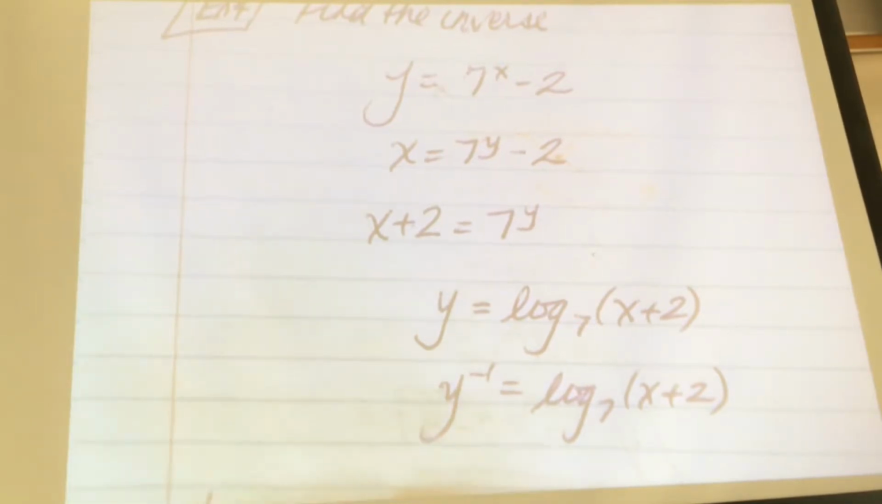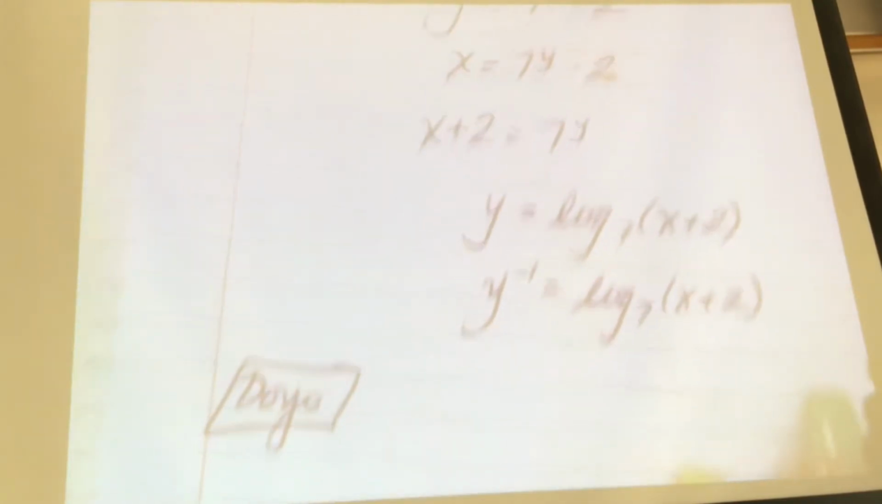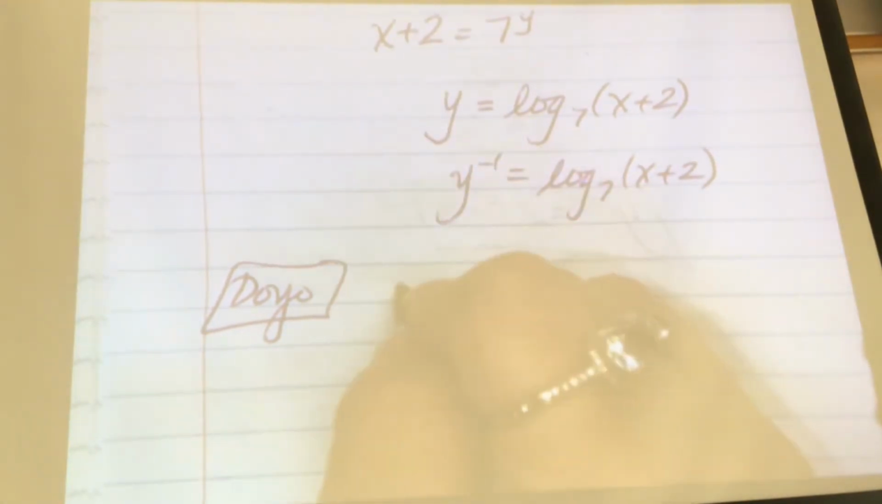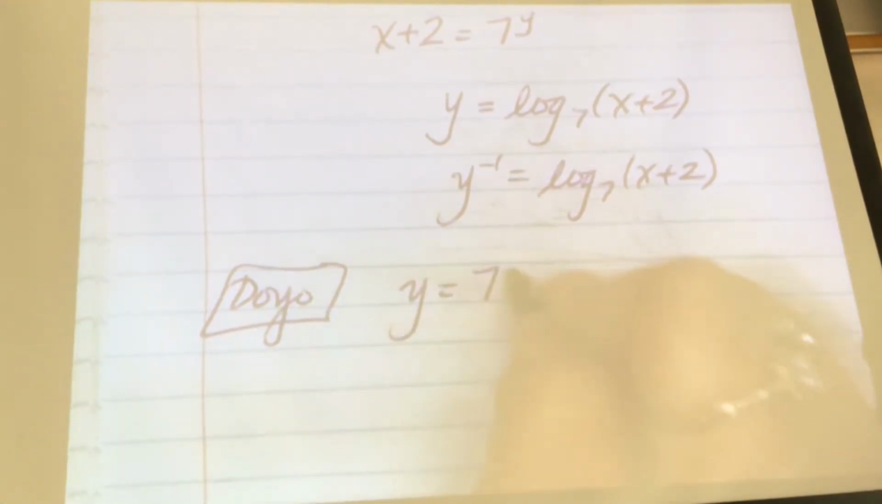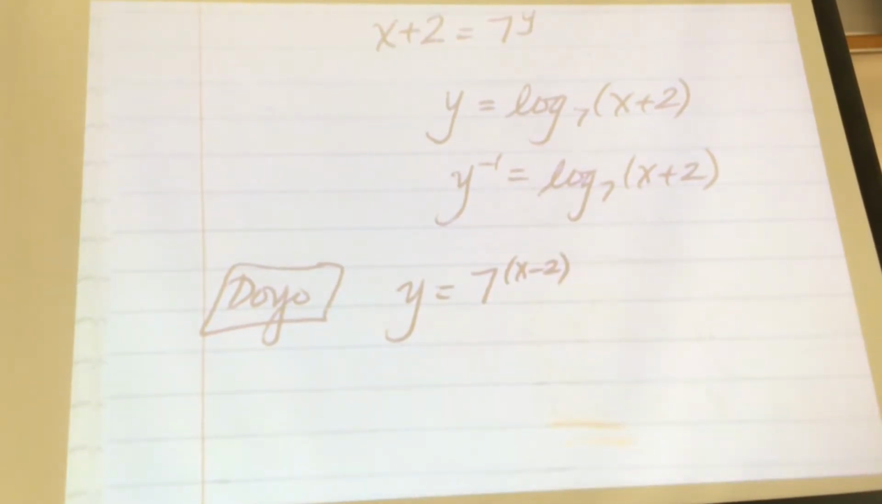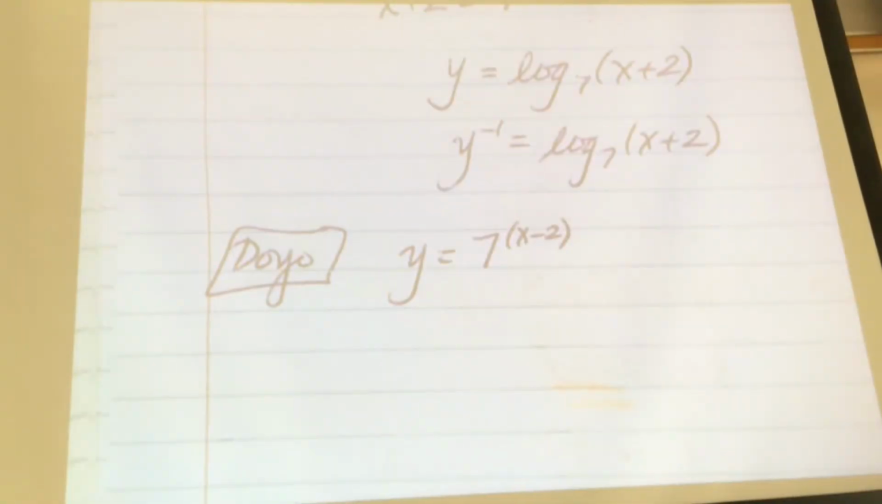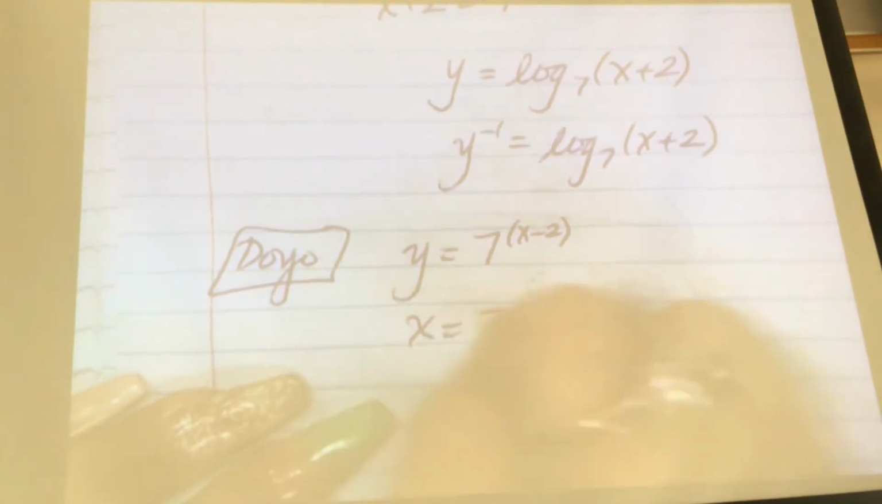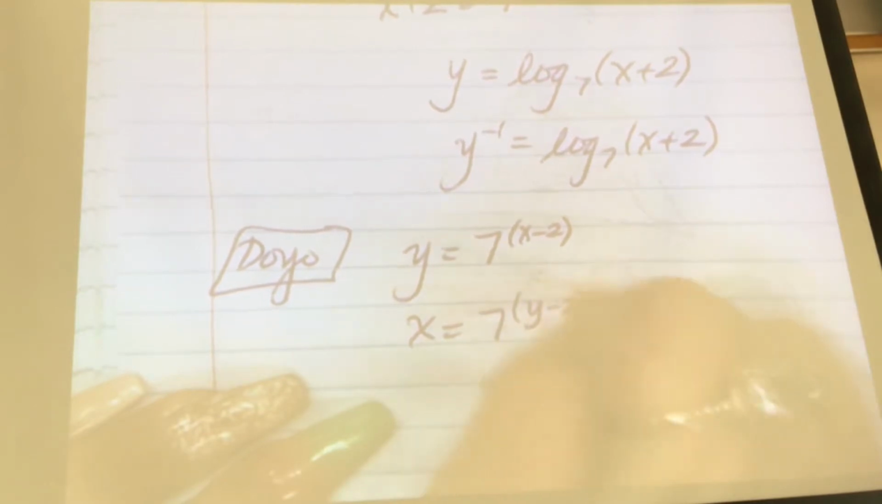Alright, here's your doyo. Let's see if you recognize the difference. Please find the inverse. You guys know what I'm going to do already. Y equals 7 to the x minus 2. How is that different? Ashley, what shall I do first? So x equals 7 to the y minus 2.